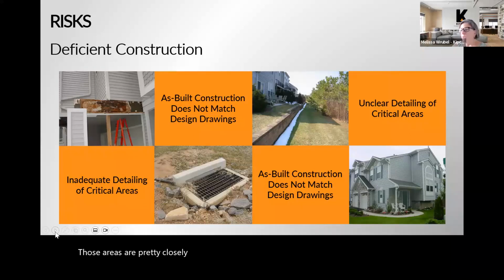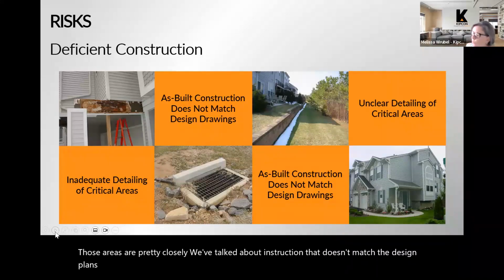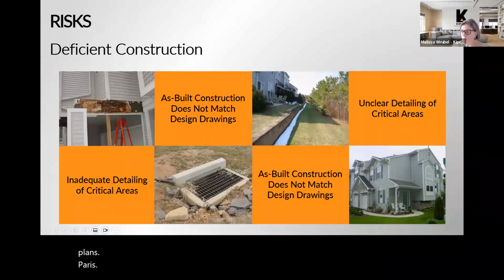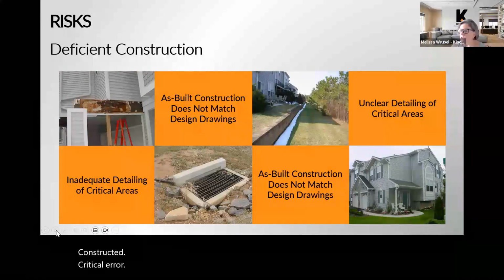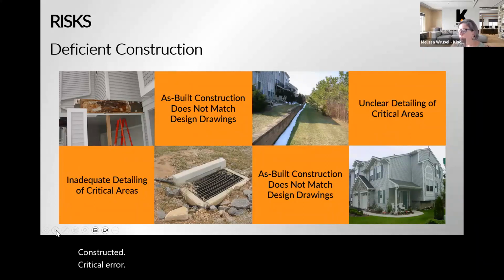We talked about as-built construction that doesn't match the design plans, so we're comparing the location and how things should be constructed. Also unclear detailing of critical areas, like kick-out flashing on roofing or clearance of facade materials above the foundation. These are areas that are critical to how a building performs, so we look very closely at that.